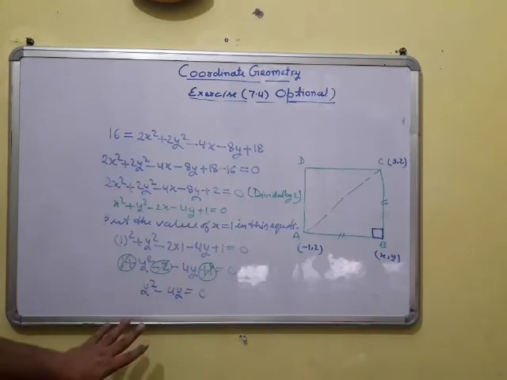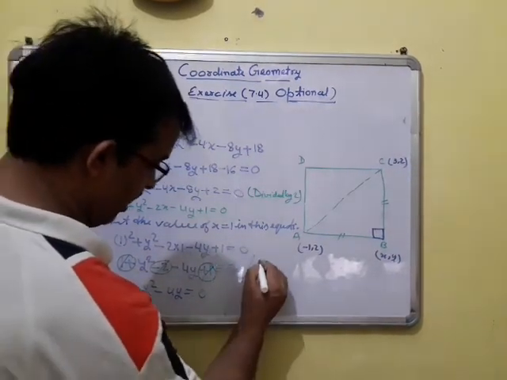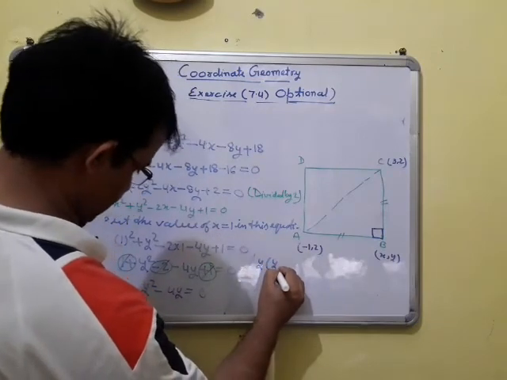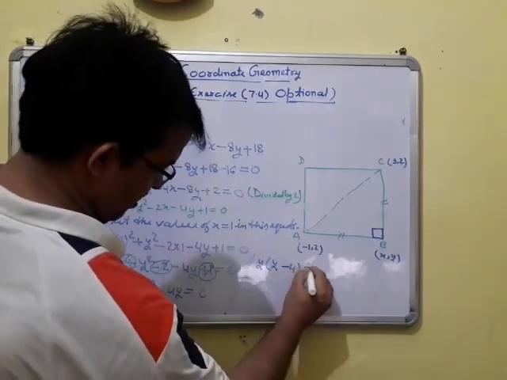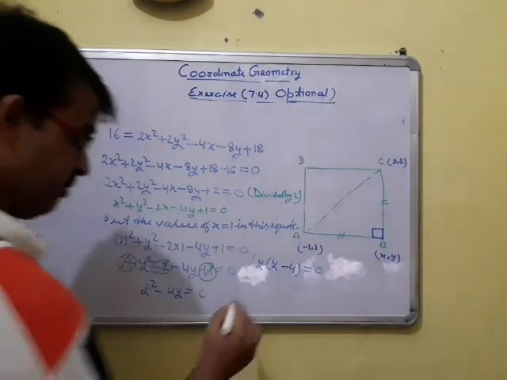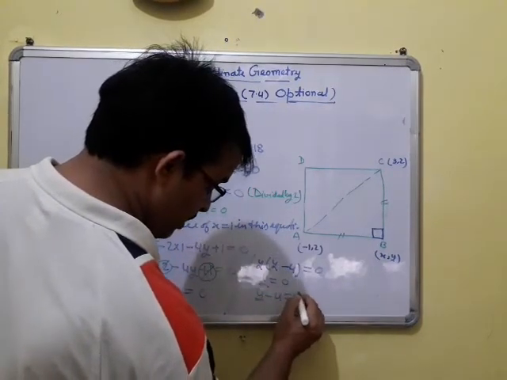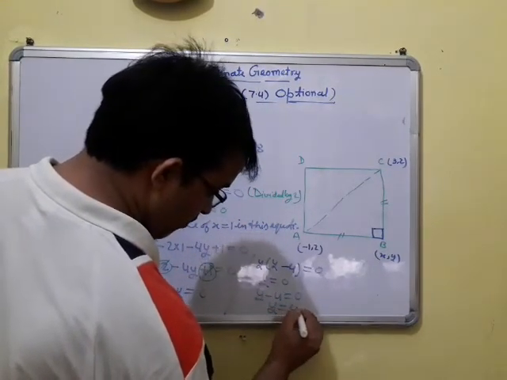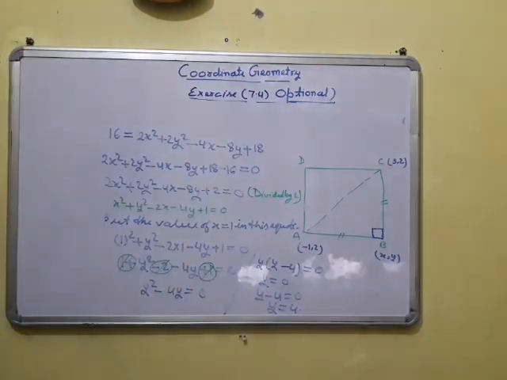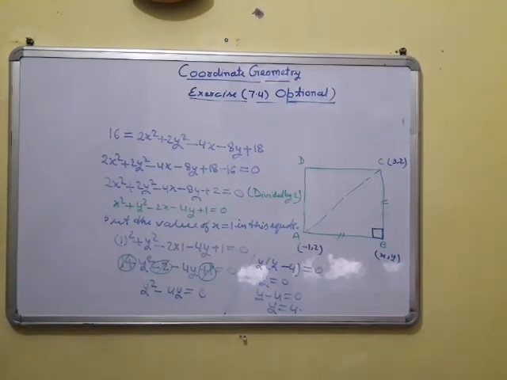Now here is a common factor. हमें यहाँ पे common क्या मिल रहा है? Let us see, the common here is y. So y into y minus 4 is equal to 0. So y has two values here: y is equal to 0 and y minus 4 is equal to 0. So y is equal to 4. Clear? So we get the value of y, 0 or 4 both.